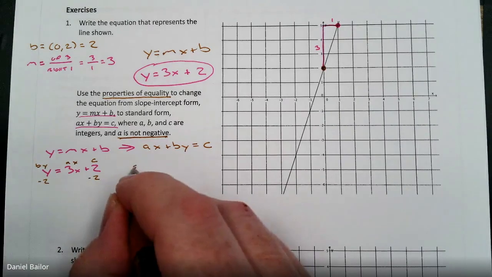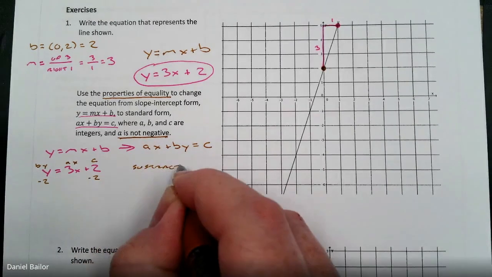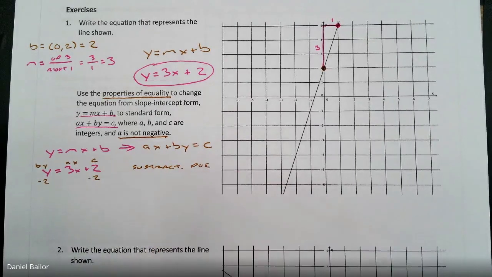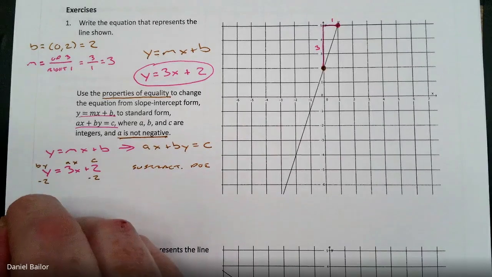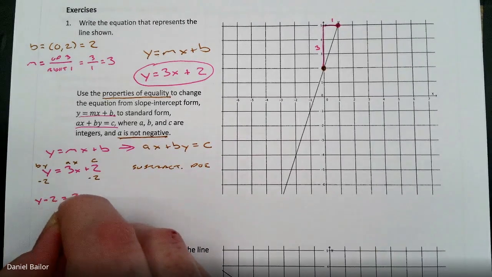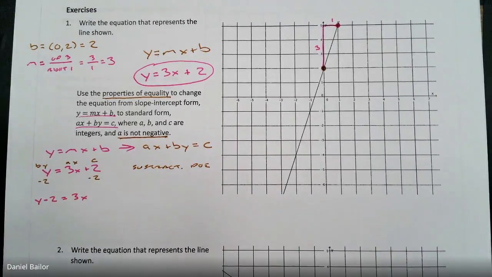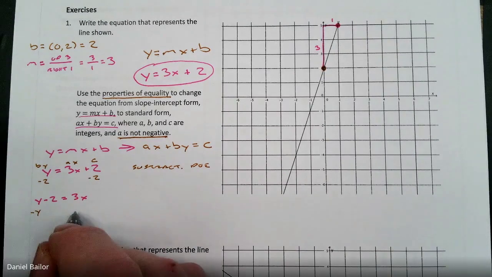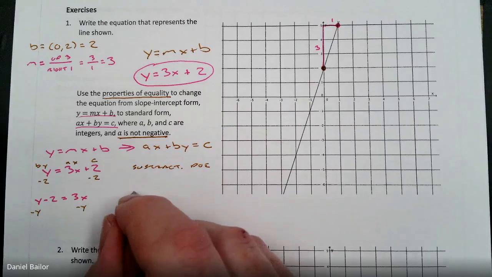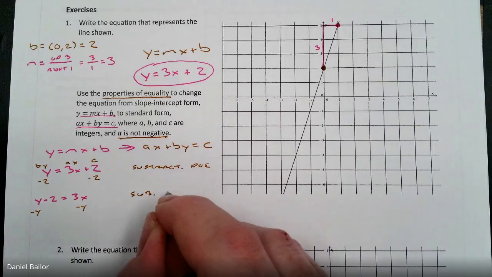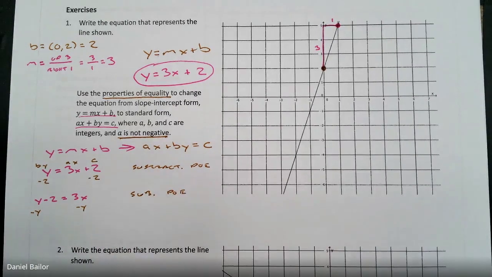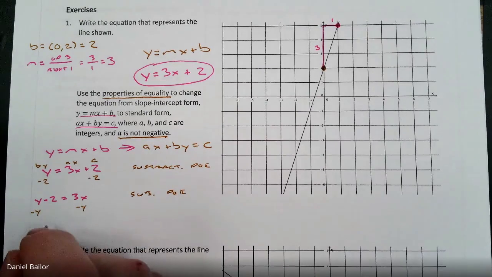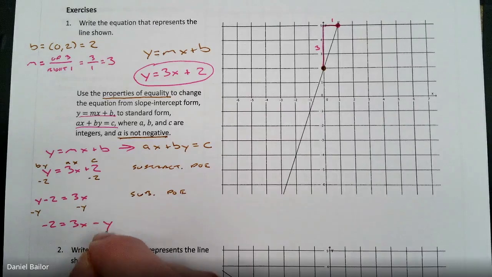That's the subtraction POE, property of equality. That gives us y minus 2 equals 3x. Well, remember, I want the y with the x, so I'm going to do minus y on both sides. Again, that's the subtraction property of equality. So that gives me negative 2 equals 3x minus y.